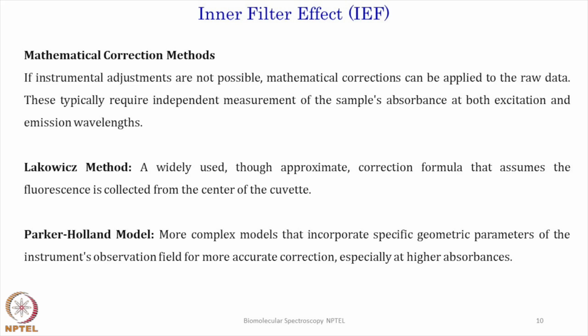So, doing this you can put it in the correction and find the instrumental mathematical correction model. If instrument adjustment is not possible, then mathematical correction can be applied to the raw data, which typically requires independent measurement of sample absorption at both emission and excitation wavelength. Change it a little bit, see at what wavelength it is giving what, and then you can correct it mathematically. The widely used one is the Karl-Lakowicz method, right. It is a correction formula that assumes fluorescence is collected from the center.